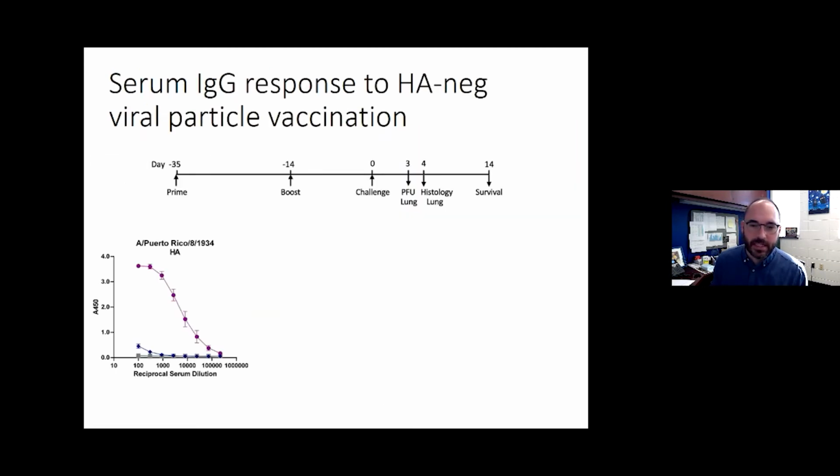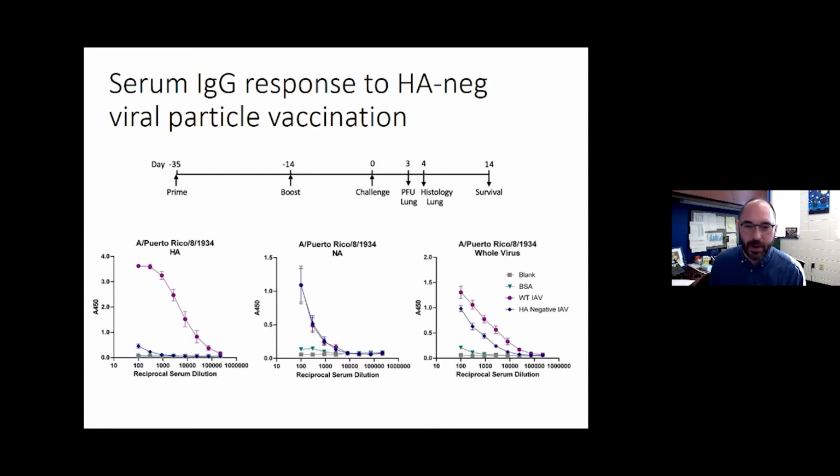The data I'm going to show you is from this scheme, diagrammed on the top. It's a single prime boost with no adjuvant, and then we can do challenge and various other analyses, which I'll show you over the subsequent slides. Below that, I'm showing you ELISA reactivity against different key viral proteins. On the left is the hemagglutinin, and I should have said this virus strain was generated in a laboratory-adapted H1N1 background, which is good for mouse challenge studies.